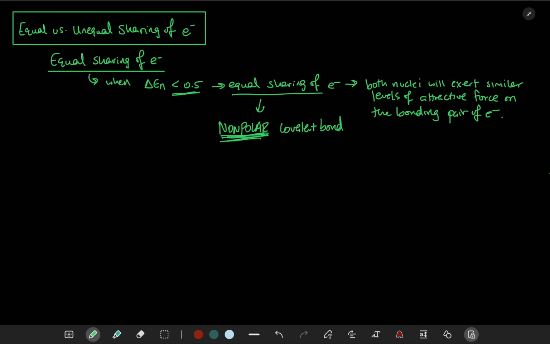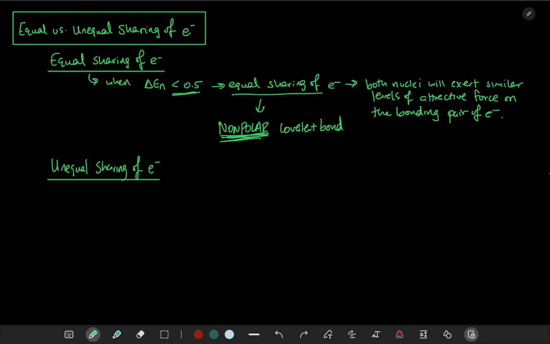Okay, and so now let's talk about what happens when there's unequal sharing of electrons. You mentioned that equal sharing of electrons happens when the delta electronegativity between 2 atoms is less than 0.5. In this case, with respect to unequal sharing, this is when the atoms in a bond have a difference in electronegativity between 0.5 and 1.7. And when that happens, there's going to be unequal sharing of electrons.